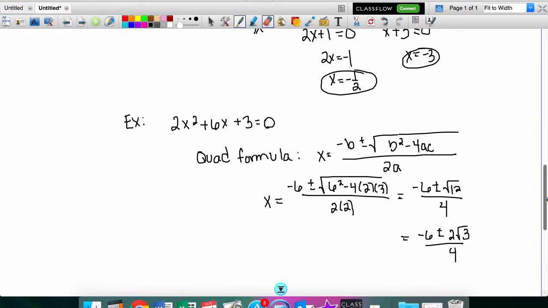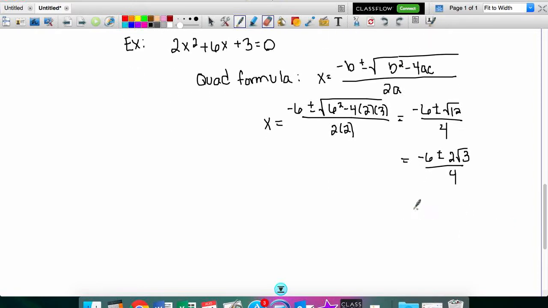And you can simplify this a little bit further by dividing out the 2 from every single term. -3 plus or minus the square root of 3, all over 2. And this is actually our 2 solutions.